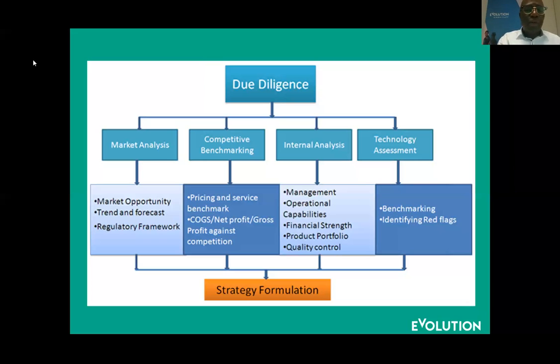It's something Woolies and Coles, they're constantly watching each other, looking when Coles releases their figures or Woolies releases their figures, they're the first ones to go and say, well, Woolies made so much, how far are we behind, or are we ahead of them? How did they make this money? What is it that we didn't do? And then management looks at these operational capabilities, financial strength, product portfolio, and how they control their quality.